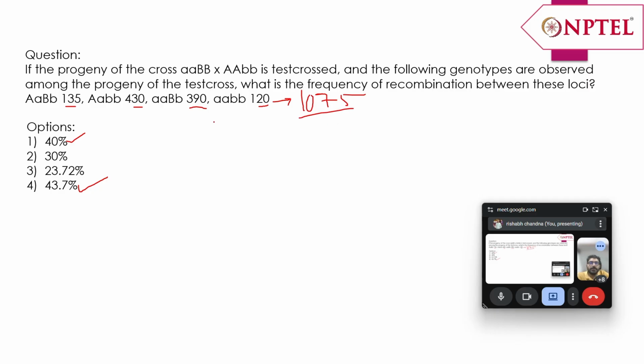Right. Now the formula for the recombination frequency is basically the total number of non-parental offsprings divided by the total number of offsprings, multiplied by 100. Okay, so this is the formula for the recombination frequency. So this is the total number of non-parental offsprings divided by the total number of offsprings that have been produced in that litter, and that is being multiplied by 100. Okay, so what will happen now?